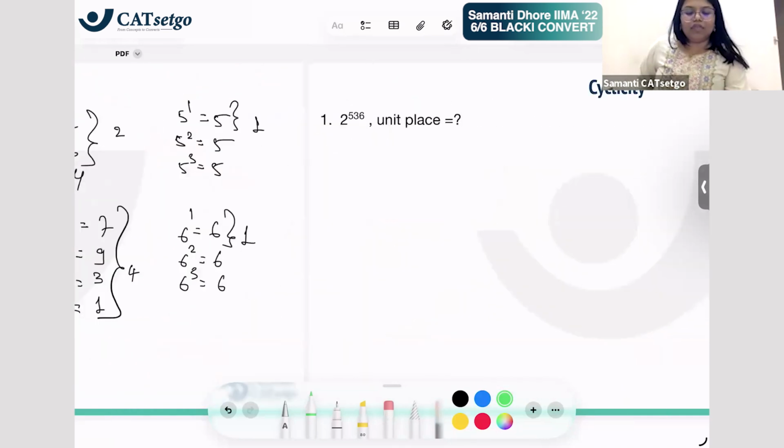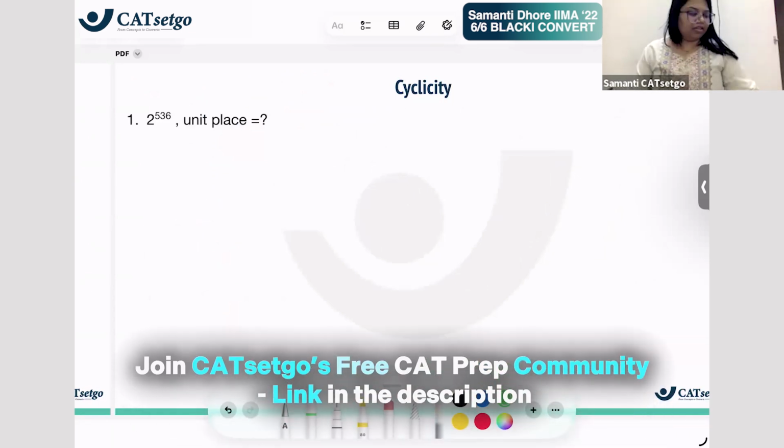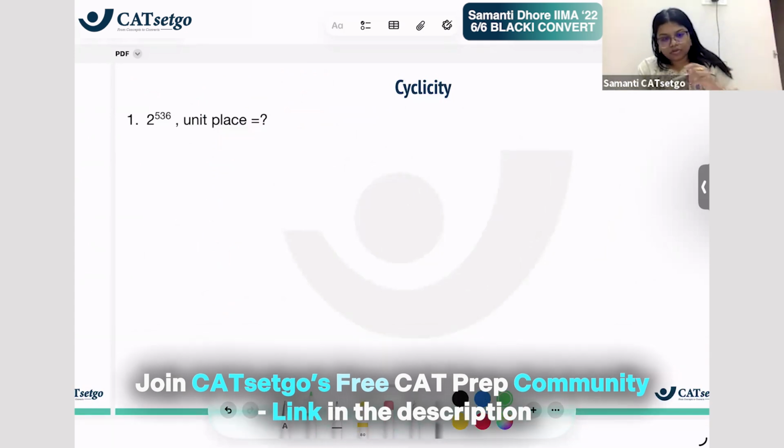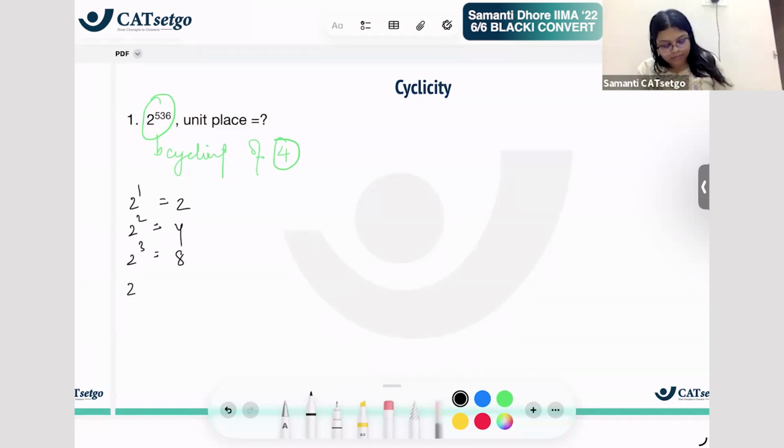So on the basis of cyclicity, you can solve questions like these where they say the unit place of 2 raised to 536. Tell me, what is the unit place for 2 raised to 536? Very good. So how do you find the unit place here? We know that 2 has a cyclicity of 4, and after every 4 numbers, it is getting repeated. So I know that 2 raised to 1 is 2, 2 square is 4, 2 cube is 8, then 16. Right? I know this.